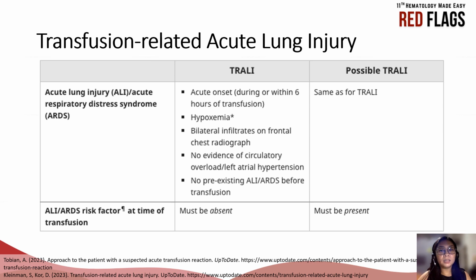Hypoxemia is documented when oxygen saturation is less than or equal to 90% on room air or the PF ratio is less than 300 millimeters mercury, although other signs of hypoxia can also satisfy this criterion. Chest imaging must demonstrate bilateral pulmonary infiltrates.